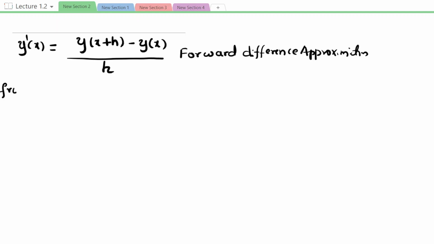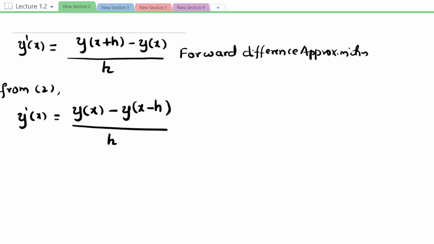Then from equation 2, by neglecting the higher order terms, you can write y dash of x as y of x minus y of x minus h, whole divided by h. This is called the backward difference approximation.